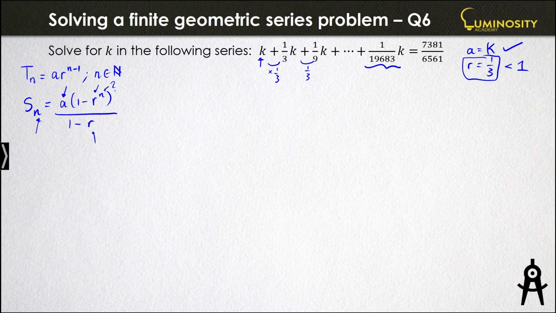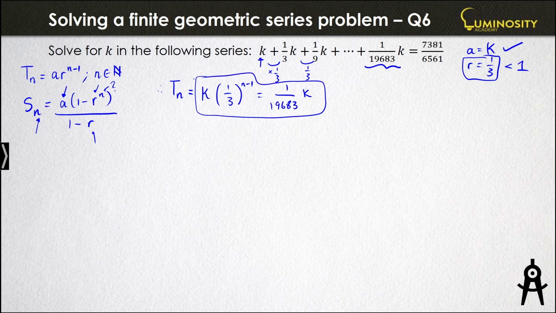So how do we get n there? Well, we know this is a geometric sequence. So therefore, the final term, a is k times 1/3 to the n minus 1. Well, we want to know when that is the last term. That last term is 1 over 19,683 times k. So essentially, we want to solve this equation for n. Because k is on both sides, I can just divide both sides by k. And therefore, I have 1/3 to the n minus 1 is the same as 1 over 19,683.